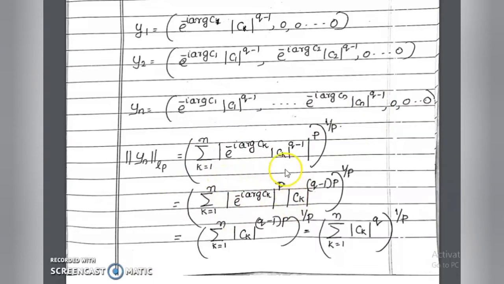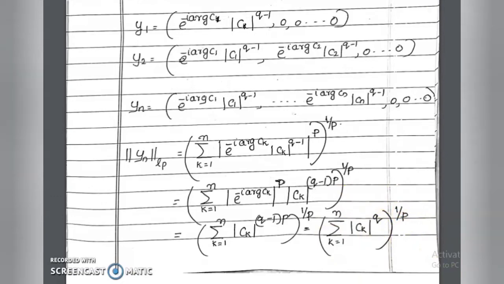Therefore, here we apply modulus, and this term becomes e raised to minus iθ, whose modulus becomes 1. Finally we get this equal to (Σ|ck|^(q-1))^(1/p). But (q-1)p is the same as q, since 1/p + 1/q = 1 implies (q-1)p = q. Therefore this is equal to (Σ_{k=1}^n |ck|^q)^(1/p).